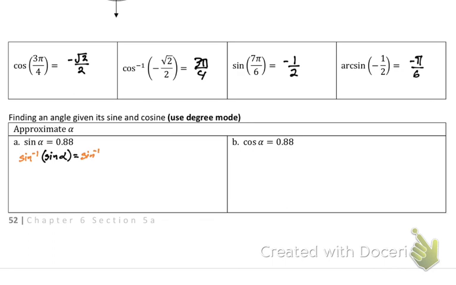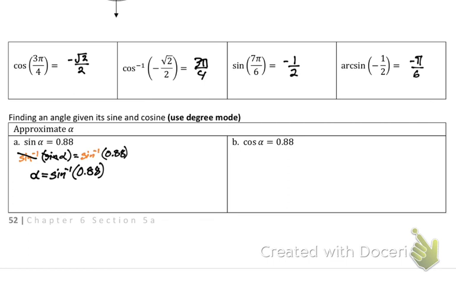This is just like squaring both sides. I'm just taking the sine inverse of both sides. And just like when you take a square root and you square it and you cross the two things out, sine inverse and sine cancel each other out. And you're now left with alpha equals sine inverse of 0.88. And you put that in the calculator, but be careful, it does say use degree mode.